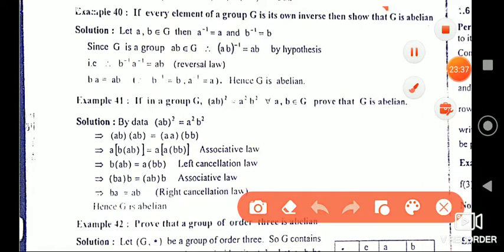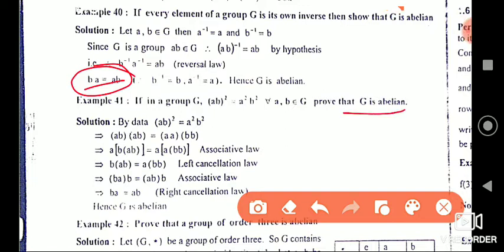Then what is the condition of abelian? You can just see here, this is the condition of abelian. We have to prove BA is equal to AB, or AB is equal to BA. That's what they are asking here, by using the property which this group has. So we'll start with that property, that is (AB) whole square is equal to A square B square.